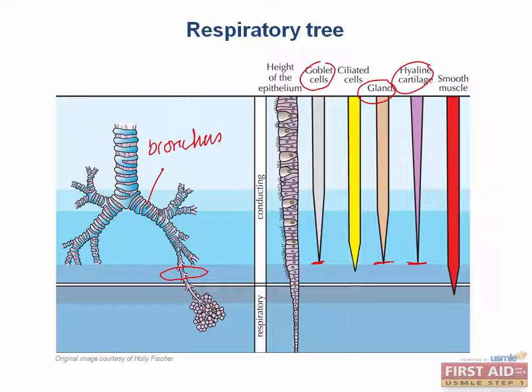Now, what happens to these ciliated cells in smokers? Very good, they get damaged. This is why smokers are more susceptible to pulmonary infections than non-smokers.